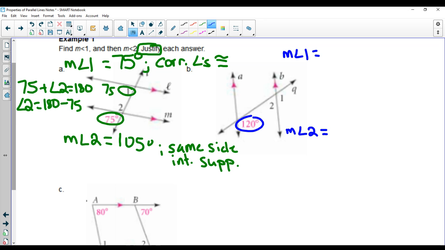I'm noticing that this 120 and this angle 1, they're corresponding. How do I know that? Well, they're in the same location in their different neighborhoods. Angle 1 is in this top neighborhood, and the 120 is in this bottom neighborhood. They're both in the top right corner. So I would say angle 1 is 120 degrees. Why? Corresponding angles are congruent. That's my justification. Okay?